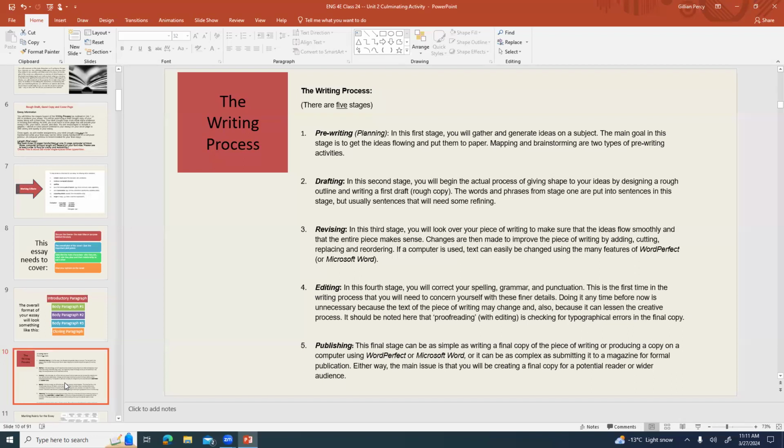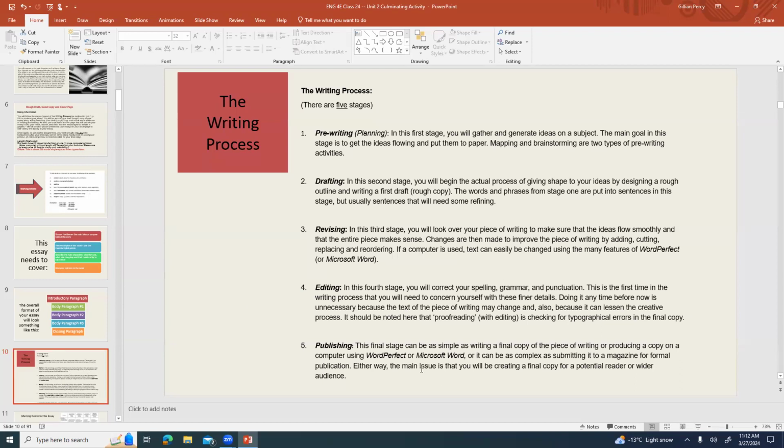Finally, you do your editing. Editing is the cleanup stuff. It's correcting the spelling, correcting your grammar, correcting your punctuation, kind of the nitpicky stuff. Revising is more about the content, your ideas. Editing is more the tiny things, okay? And then publishing is just basically sending it along to me, okay?